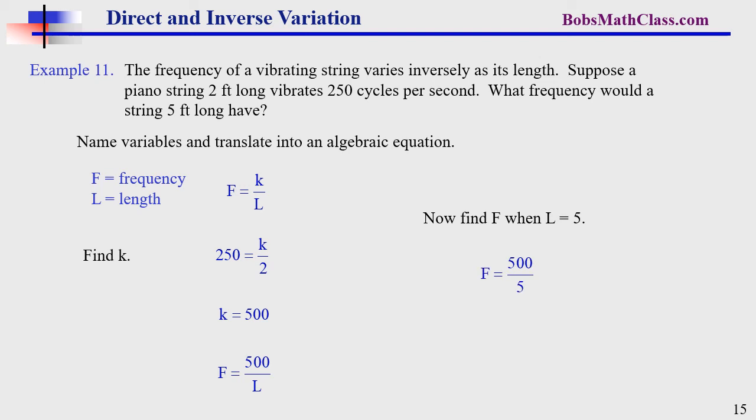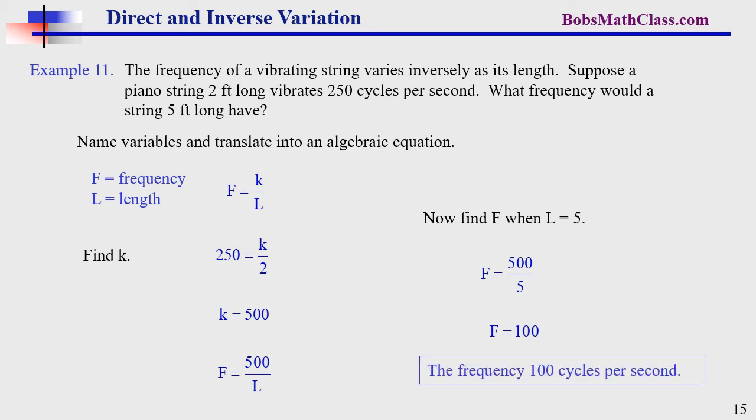So F equals 500 over 5. That divides evenly nicely. Gives us 100. So that's our answer, 100. Let's see how to write it. Well, what was the frequency the first time? The frequency was 250 cycles per second. So what are we going to write? 100 cycles per second. That's the way that we write it nicely.